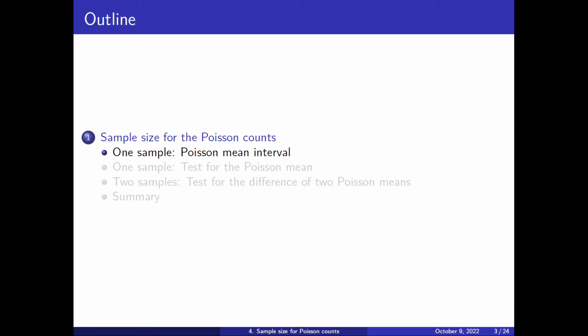Okay, so we will calculate this Poisson count in three scenarios. In the first one, we will construct a confidence interval on the Poisson count. In the second one, we will compare the Poisson count to a reference value. And for the third one, we will compare the Poisson counts or the Poisson means in two different samples.